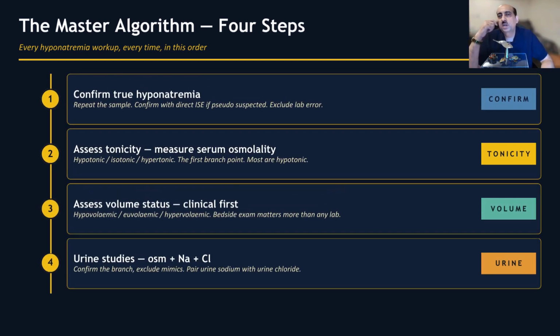Step number 4 includes urine studies like osmolality, sodium and chloride, read together. They confirm the branch and exclude the mimics. We will walk through each step in detail in the next few slides, and then we will apply the whole algorithm to diagnose a live case.